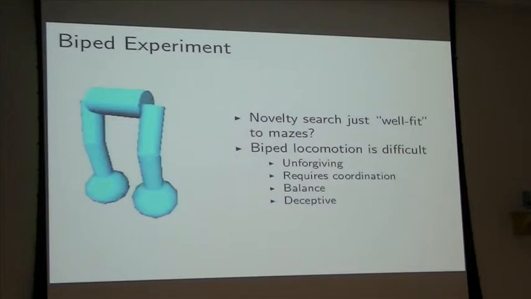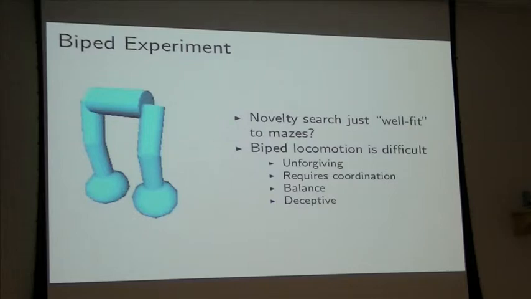So after presenting results in the maze domain, a lot of feedback we got from people was that maybe it's just well fit to mazes. Maybe there's nothing really interesting going on here. And it's certainly true that novelty search is very well fit to mazes. It's kind of an ideal domain. But we also looked into other domains.